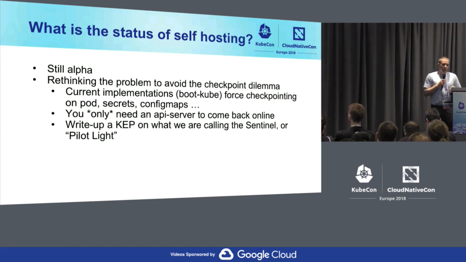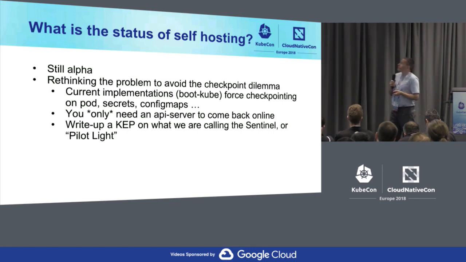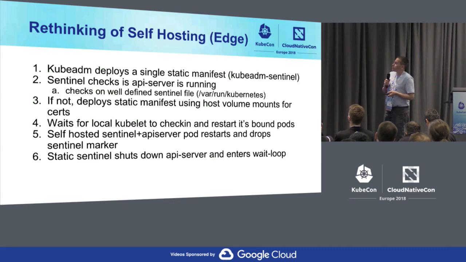When you're coming back online, there's an edge case that you have to deal with, which is basically you need a single point or bootstrapping point for you to come back online. So one of the things we're going to be writing up this cycle and hopefully get reviewed to implement next cycle is a Kubernetes enhancement proposal that I've called the Sentinel, or Joe has referred to as the pilot light. Right? So how does it work? What's the idea behind the pilot light?